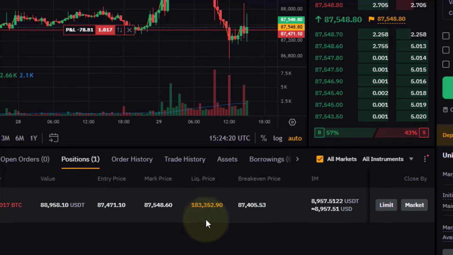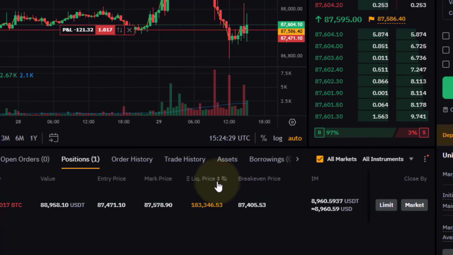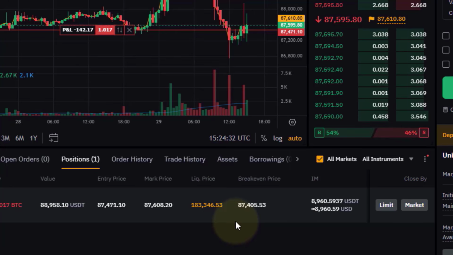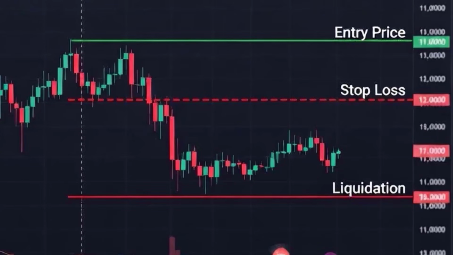When we use leverage and commit a large portion of our capital as margin, there is always a liquidation price. We don't have to calculate it ourselves. Most exchanges show the liquidation price when we open the trade and continue to show it while the trade is running. Liquidation is not a problem if we manage risk properly. In well-managed trades, the liquidation price is usually far away from the stop-loss price.